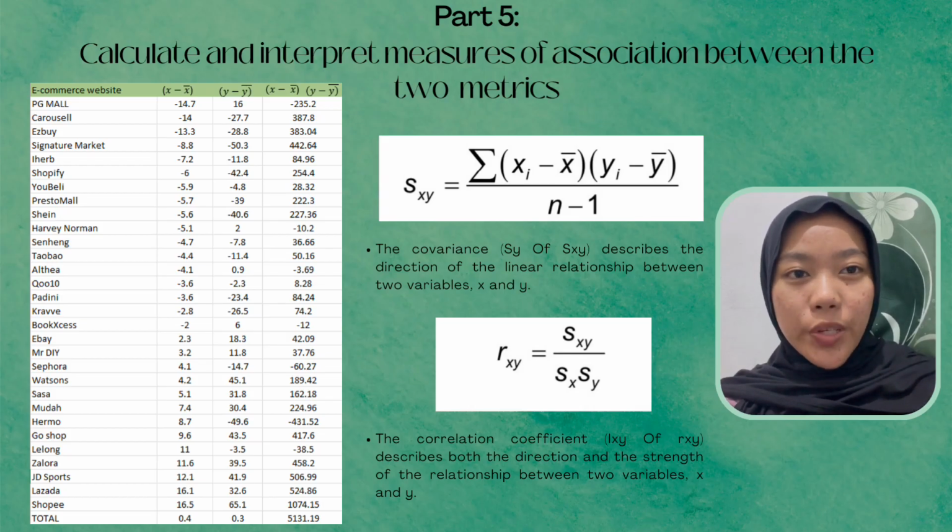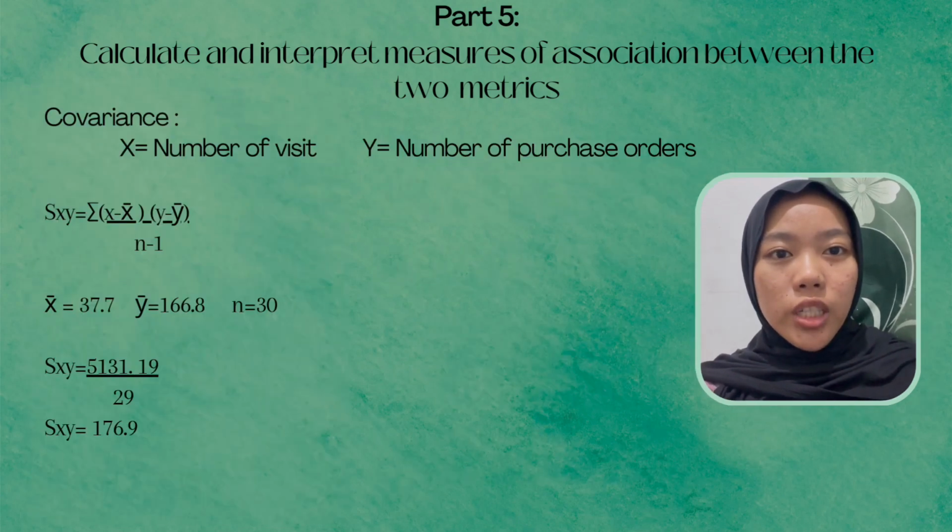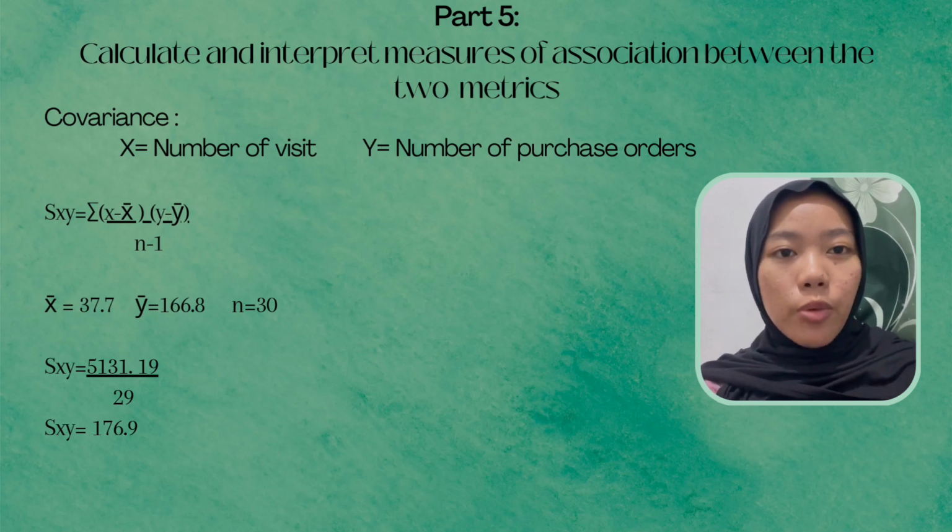I'm going to present part 5, calculate and interpret measures of association between the two metrics. This part is divided into 2, which is covariance and correlation. So for the covariance, we use the formula s_xy equals the sum of (x minus x-bar) multiplied with (y minus y-bar), divided by n minus 1.